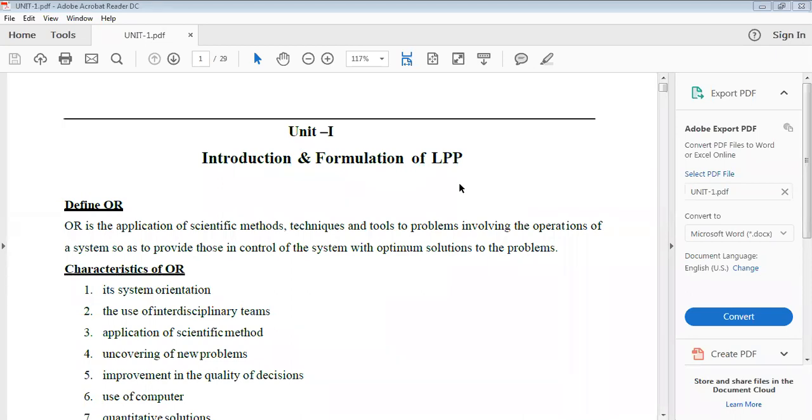They have strictly instructed the college to send the weekly report about the conduction of the online classes as well as the attendance, the video recordings, all those things. So I request you to be careful.